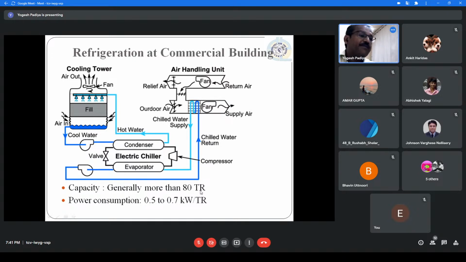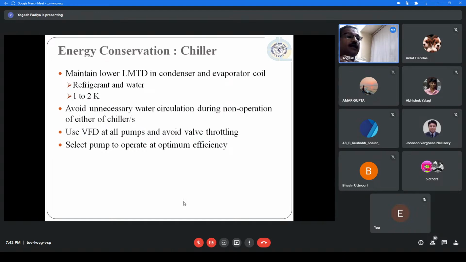Okay. Now you can check that these kinds of chillers are generally used where your load is more than 80 TR, and the power consumption of this entire system is hardly 0.5 to 0.7 kilowatt per TR. It means that if you have a chiller of 100 TR, it will consume 50 to 70 kilowatts. Kilowatt means 70 units will be consumed in an hour, right? So these are some of the tips which we as auditors generally give. We put a VFD on all the pumps. We select pumps operating at optimum efficiency. We'll discuss the pumps shortly.